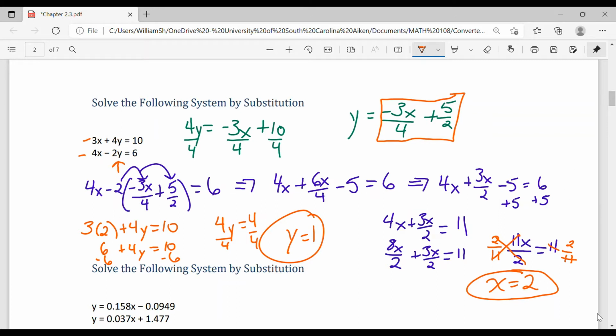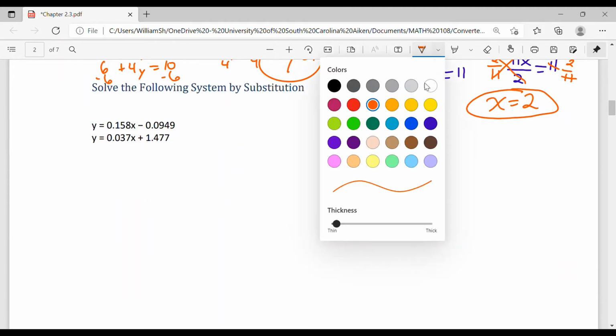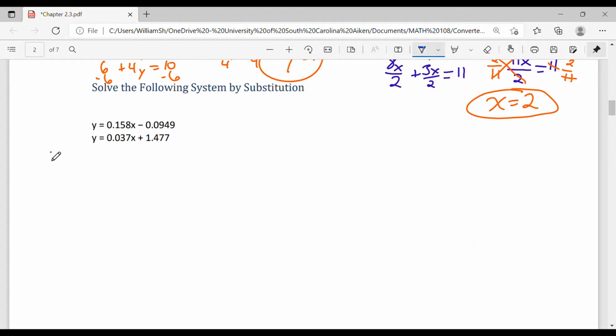Okay? Let's look at the next problem that we have here. And change the color back to blue. Okay, so the next system of equations we have is y equals 0.158x minus 0.0949, and y equals 0.037x plus 1.477. Okay, the good thing here is it's already solved for y, so essentially all we've got to do is substitute this first one in for y down here, essentially setting them equal to each other.